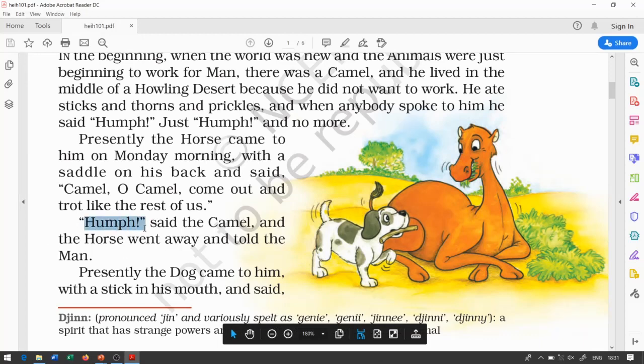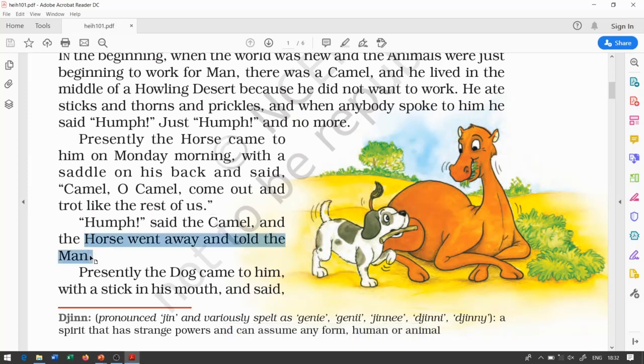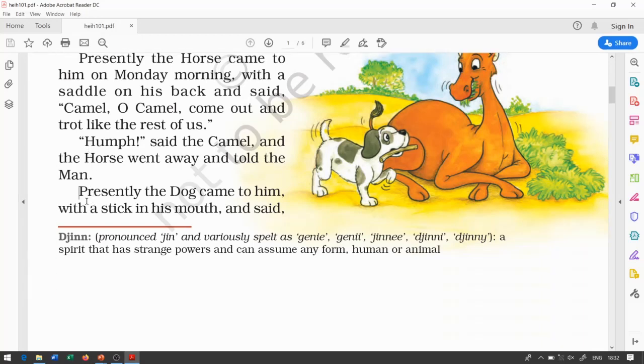So what did the camel say? Humph. And the horse went back to the man and told him everything. Then I went to the camel, I asked him to trot like the rest of us, and the camel said, Humph. He did not agree basically.